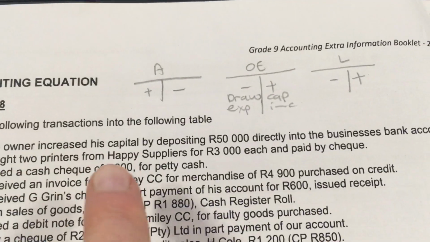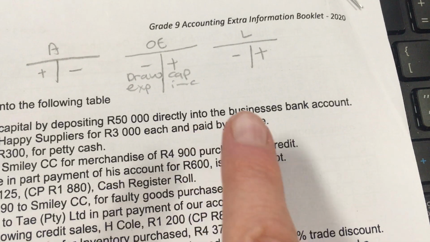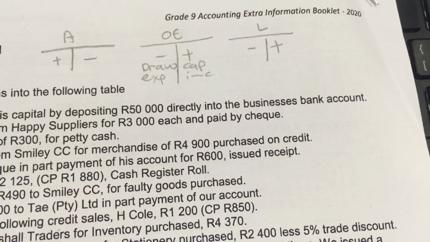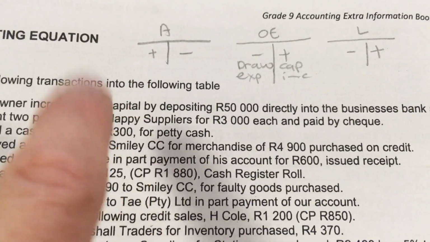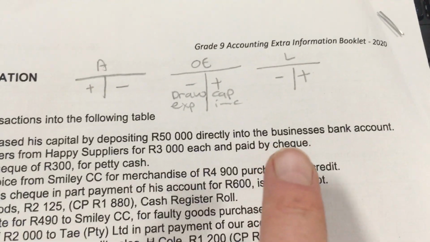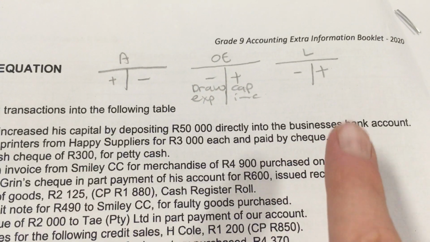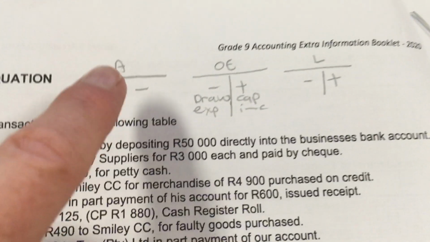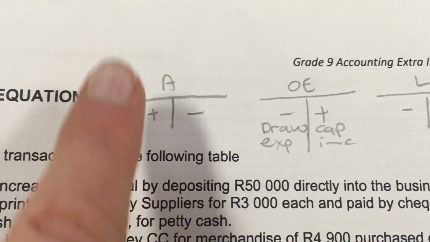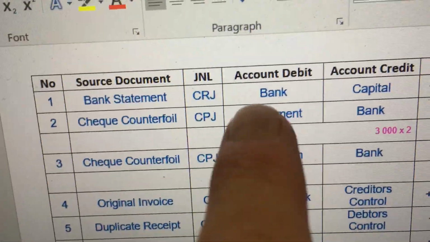It says the owner increased his capital by depositing 50,000 Rand directly into the business's bank account. So firstly, we need to identify two accounts. He's increased his capital, account number 1, by depositing it directly into the bank account, account number 2. So now let's look at bank, because bank is nice and easy. What is happening to bank? Bank is an asset and money is coming into bank. That means that my bank account is increasing and assets increase on the debit side. So we are going to debit bank.